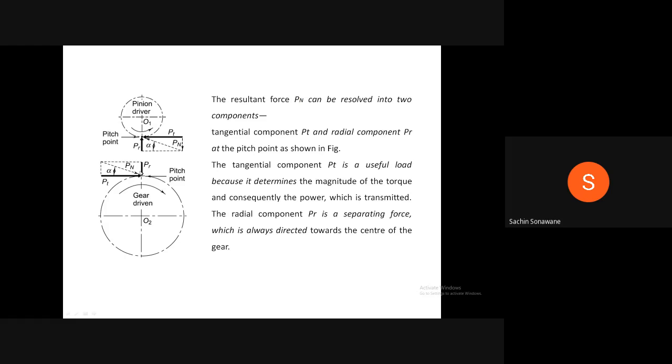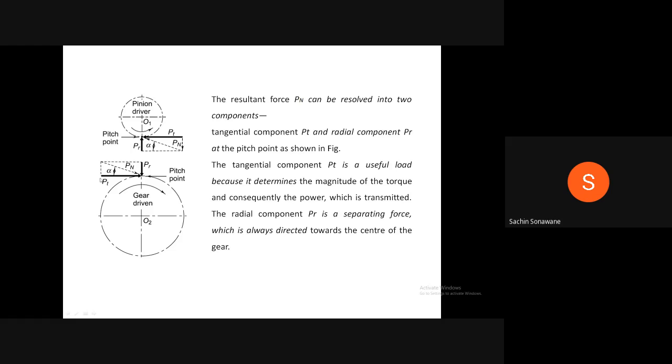Why is it known as separating force? Because of this vertical force, the pinion will be pulled in the vertical, upward direction, and because of this radial force on the gear, the gear will be pushed in the downward direction. Therefore, these two gears will try to separate from each other because of this radial force. That's why this force is known as separating force.